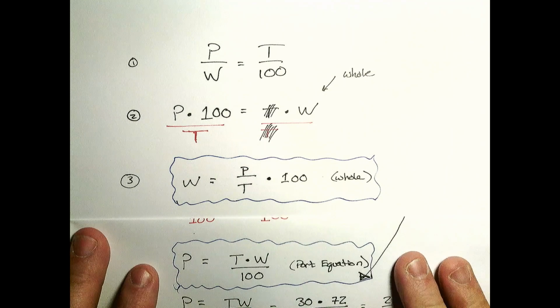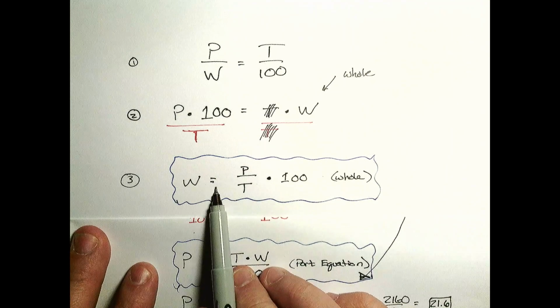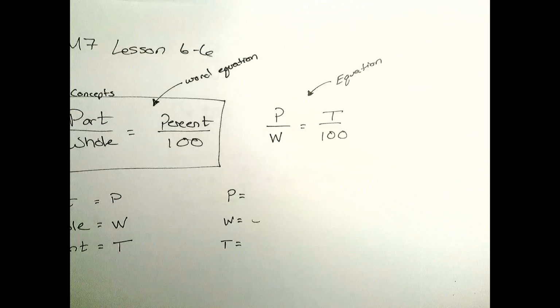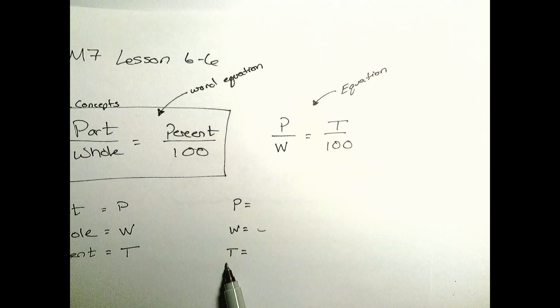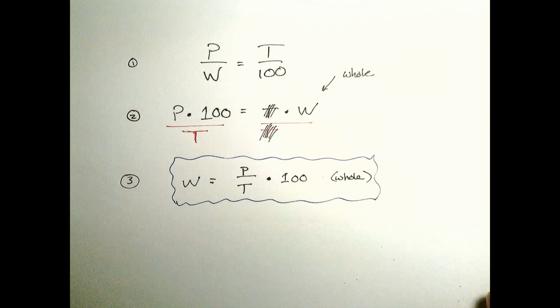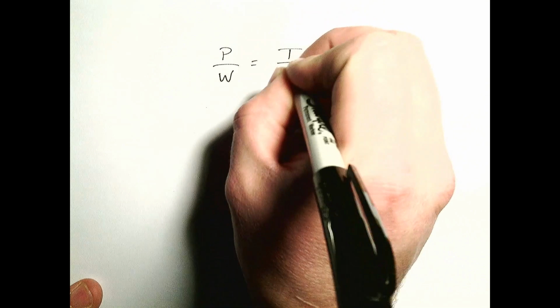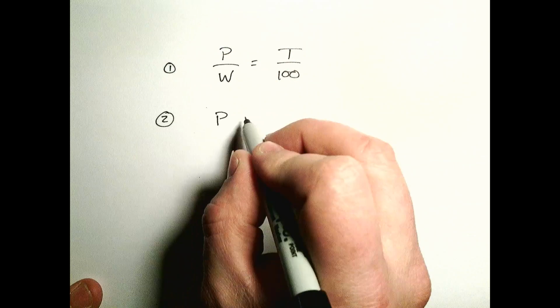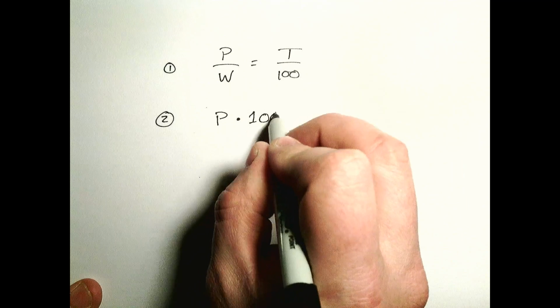Look, we found an equation that's W equals. We have an equation that's P equals. P, W, we need T. So we start with our proportion again. First part, second part, you do your cross product.